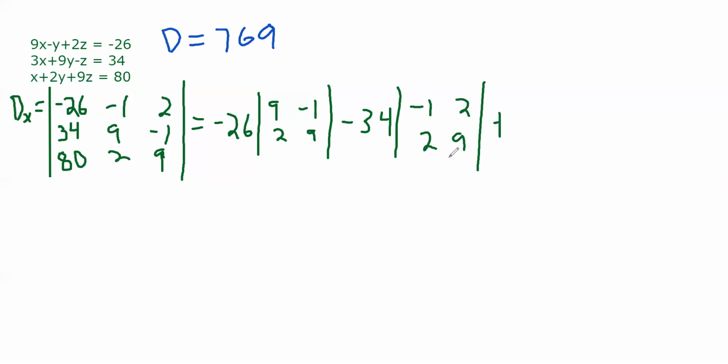And then it'll be plus 80 times the determinant. Now imagine I crossed out the row and column that the 80's in. -1, 2, 9, -1. And now I'm slowly but surely going to make my way down the line calculations wise.